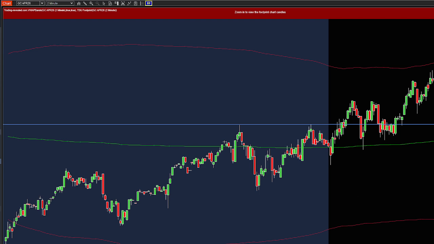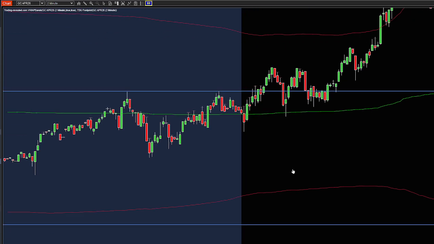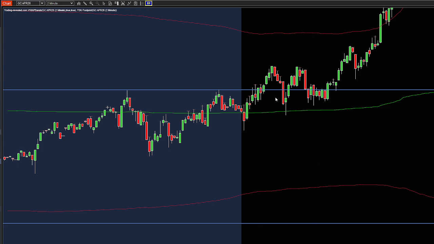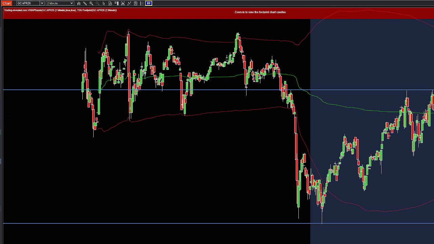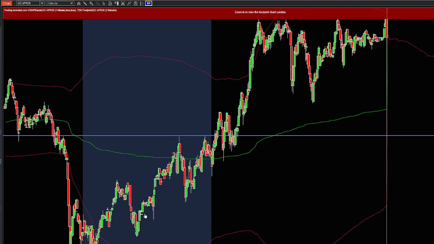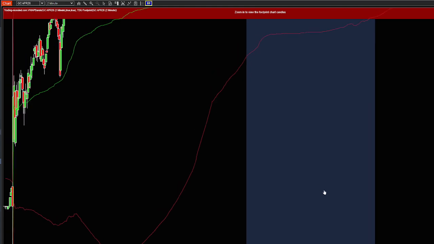What we're looking for is rejection off this area, either here or here. We kind of just floated around the top and then broke out of it. So this day, the 23rd, no trades. No trades taken at all.